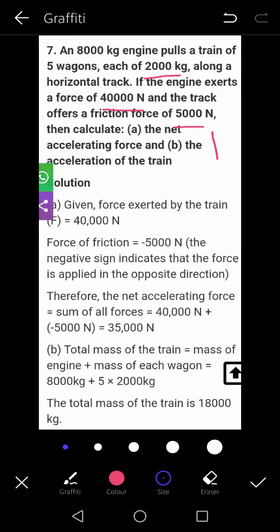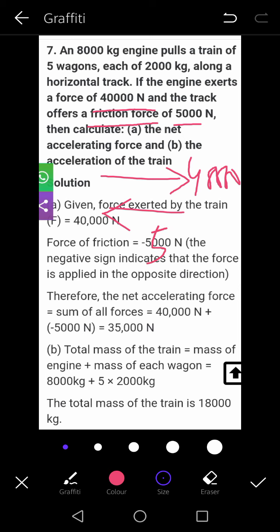So in the first part we have to find out force, in the second part we have to find out acceleration. Now see, the total force that the train is exerting is 40,000, but the track is offering some frictional force, that is 5,000. Remember that frictional force is always in the backward direction. So the forward force is 40,000 and the backward force is 5,000. So 40,000 minus 5,000 gives us 35,000 Newton.